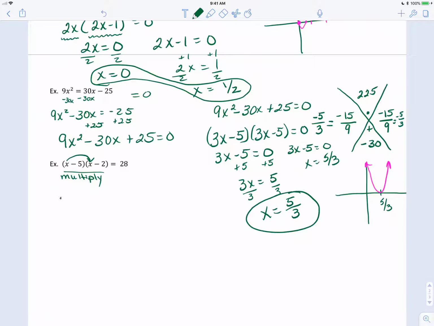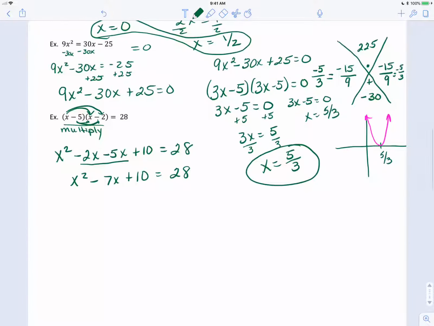So x times x is x squared. X times negative 2, negative 2x. Negative 5 times x, negative 5x. Negative 5 times negative 2, positive 10. And that's all equal to 28. So we're going to combine those like terms. We get x squared minus 7x plus 10 is equal to 28.